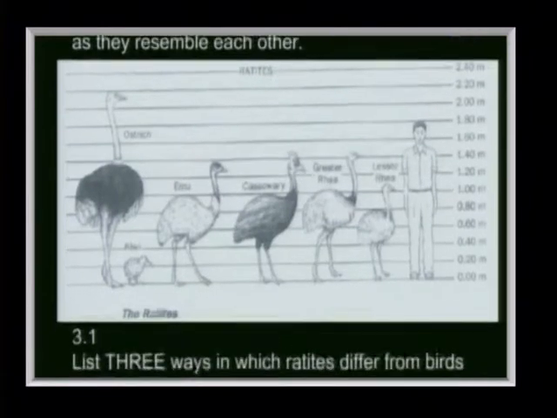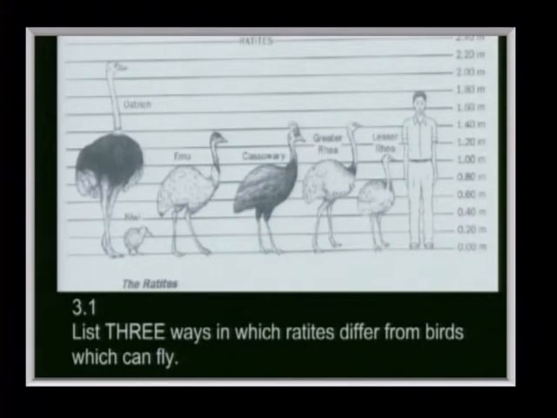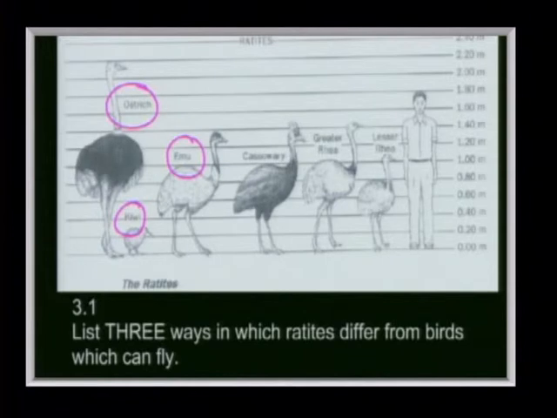Right, so now let's just take a moment, and here we have some of the birds. Ostrich, South African ostrich. There we have the kiwi, which is, of course, in New Zealand. Emu, Australia, and the rhea, which you find in South America. So let's look at question 3.1.